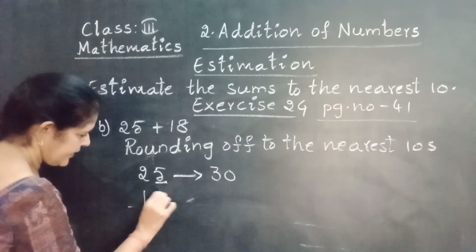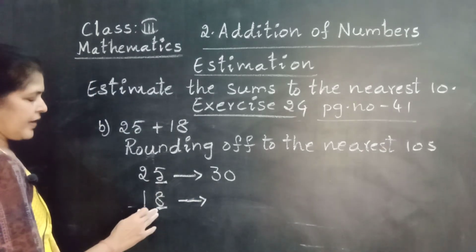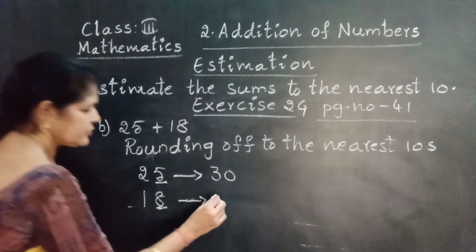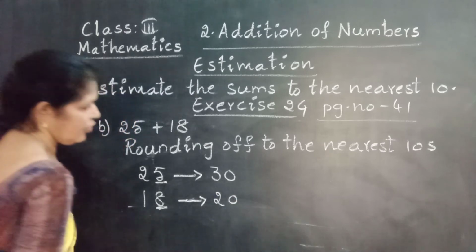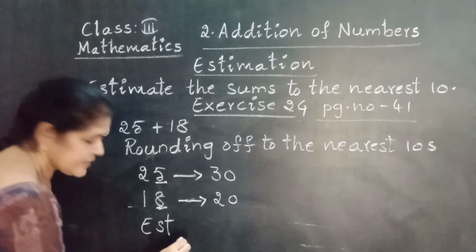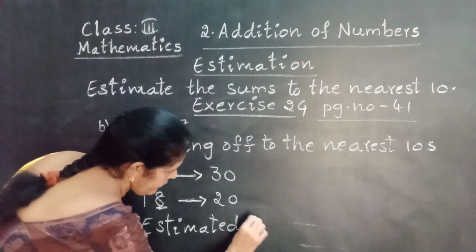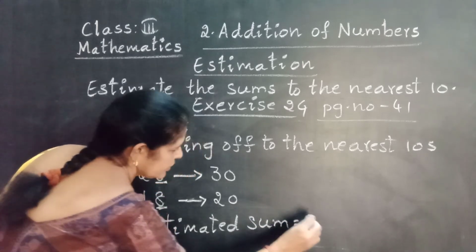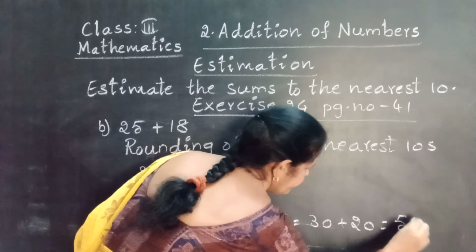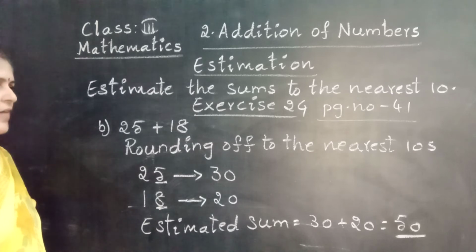Second number is 18. Nearest to tens. 8 is in the ones place. 8 is greater than 5. Then 1 becomes 2 and put 0. Estimated sum equal to 30 plus 20 equal to 50.